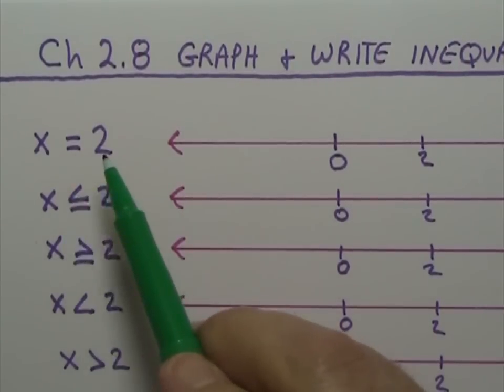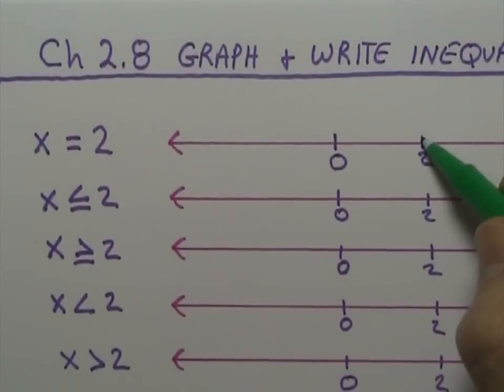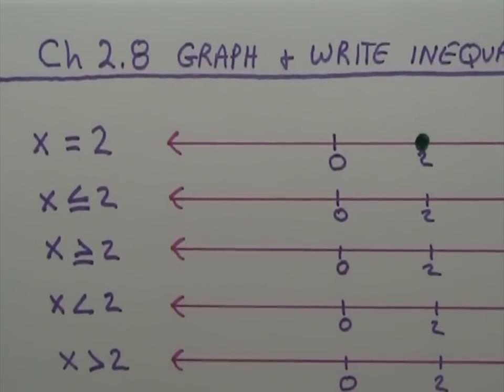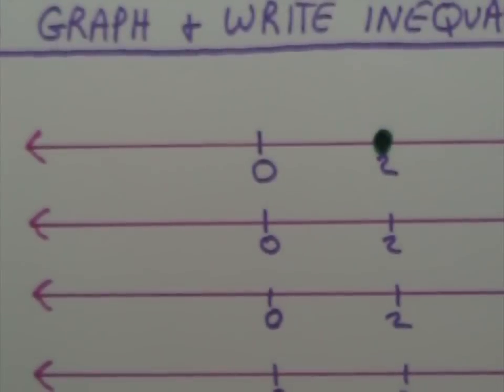The first one is x equals 2. So on the number line at 2, I am going to put a solid circle. It's solid. So a solid circle at 2.